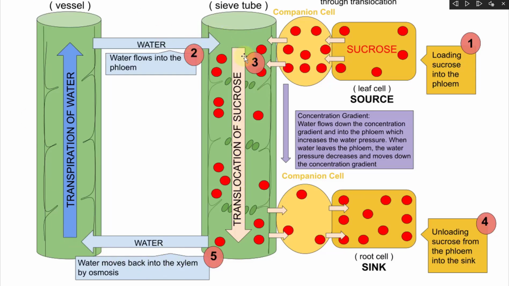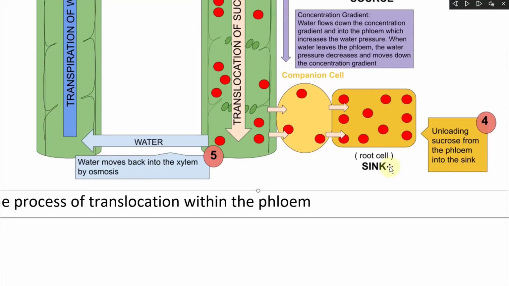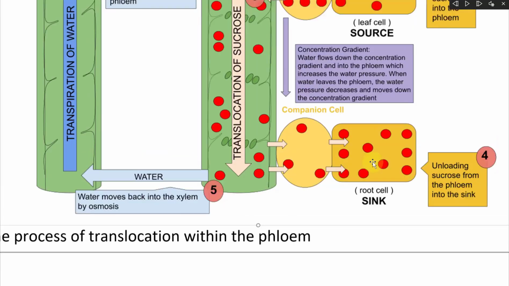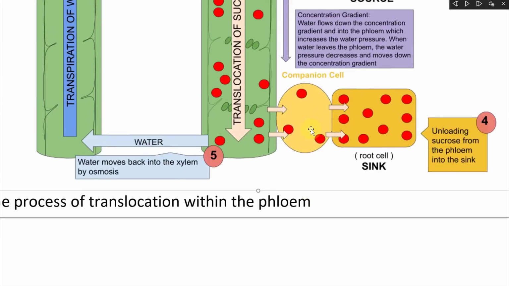And in that process, you also have the sugar being translocated or moved downwards through this setup. Then you have another companion cell, and a high concentration here pushes this over, and the companion cell on this side takes this sugar and moves it to the root cell. The root cell or sink is where sucrose is unloaded from the phloem. It could be the roots, or the flowers or fruits for development, etc. So it's very, very interesting.